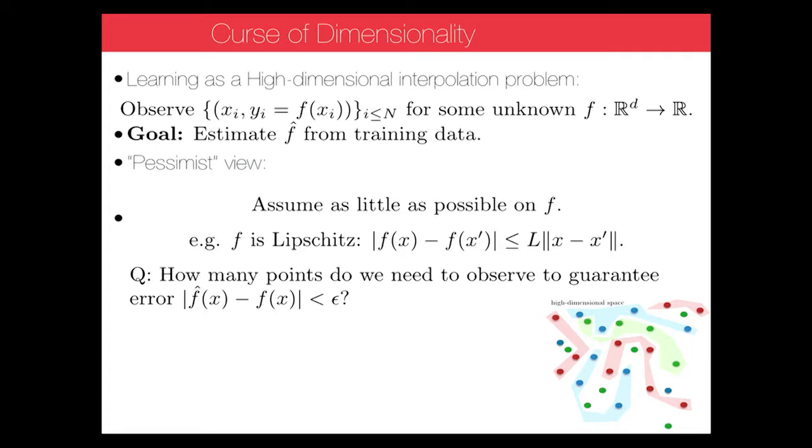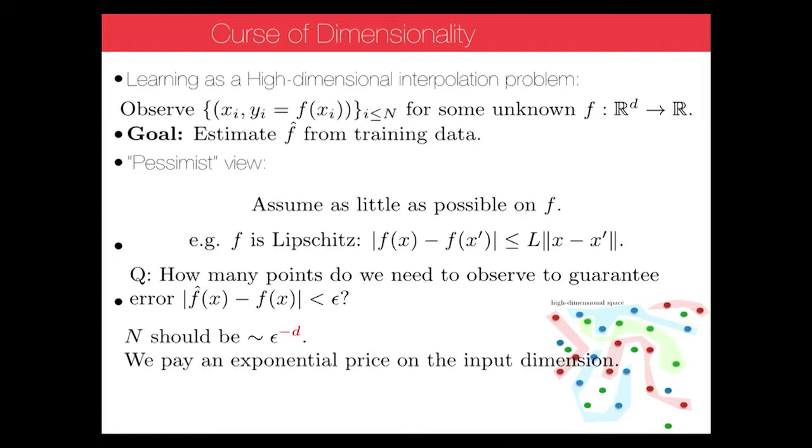If I only want to exploit this assumption, and I want to have some sort of learning guarantee that my model is going to generalize well, up to a certain accuracy, how many points do I need to fill the space so that this assumption is useful? A very simple back-of-the-envelope calculation shows that you need to fill the space with a number of points that is exponential in the input dimension.